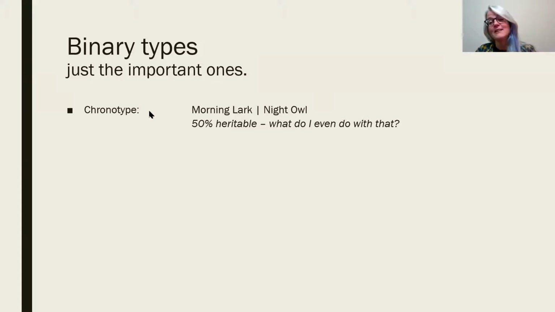If I want to switch to being a morning person, right? If my job makes me, yeah, it's just, know that you have some to work with on chronotype, but just because it's 50%, it just is a hard one for me to wrap my head around.